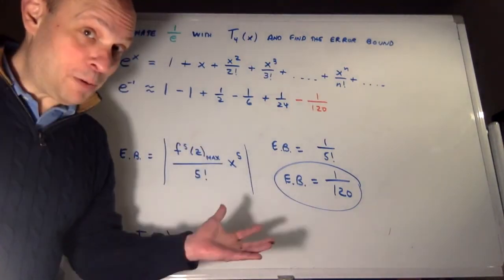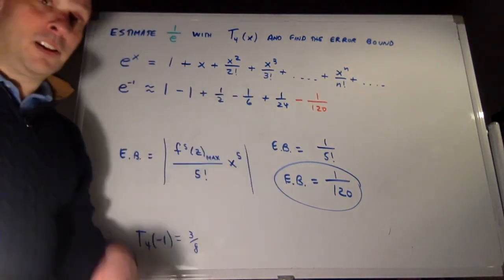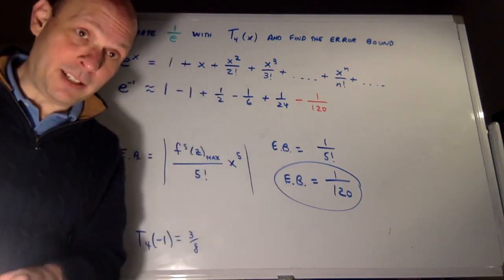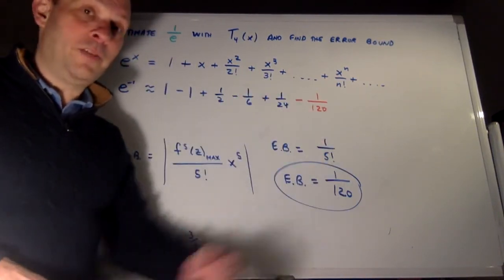So the Lagrange error bound always works. But if it's alternating, you want to take advantage of that and just look at the absolute value of that first neglected term.